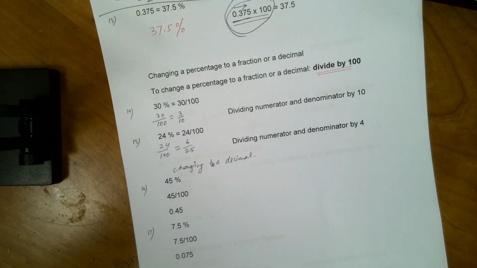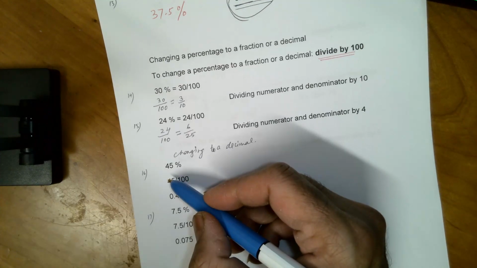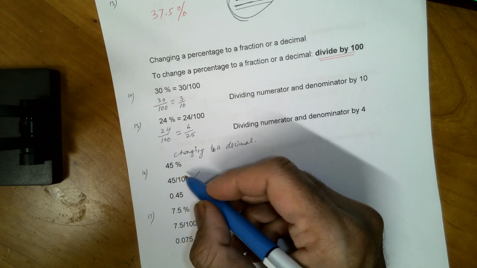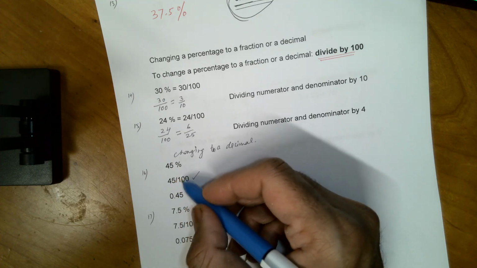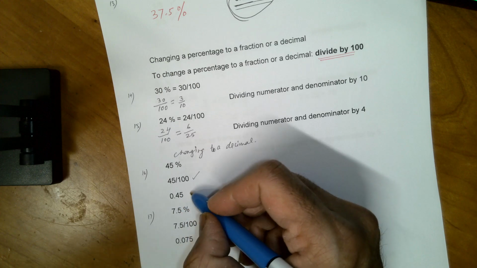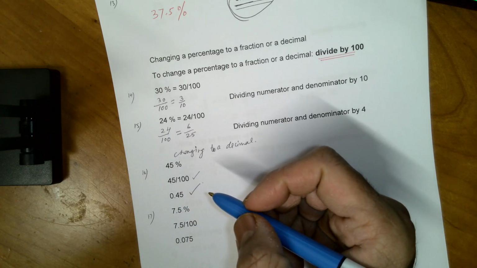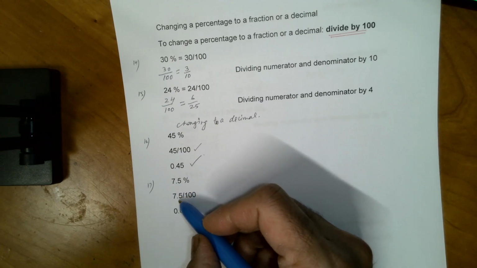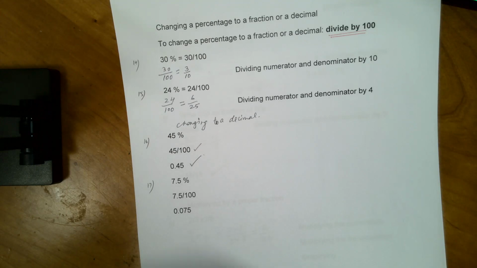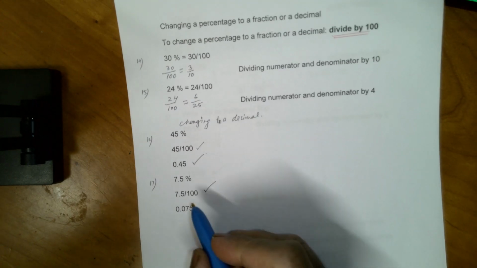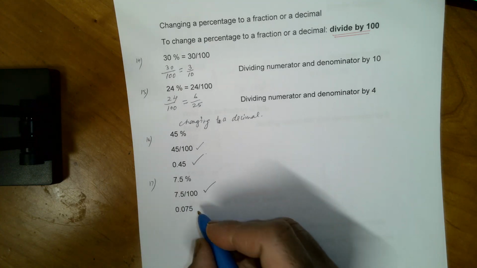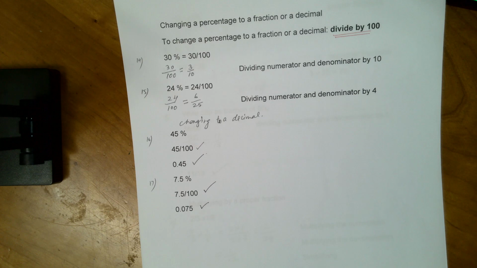Changing to a decimal, simply write 45% as 45 divided by 100. Then you do dividing 45 with 100. That will give you 0.45. Okay, 7.5% can be written as 7.5 divided by 100. And then in decimal, that will give you 0.075. Okay, I hope it's clear to you.